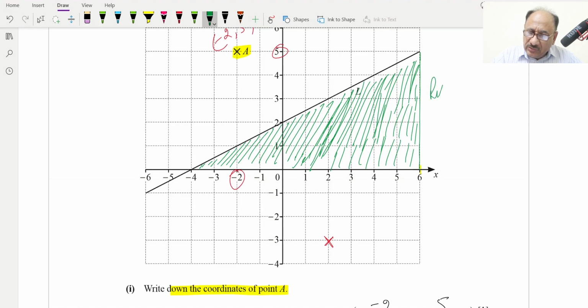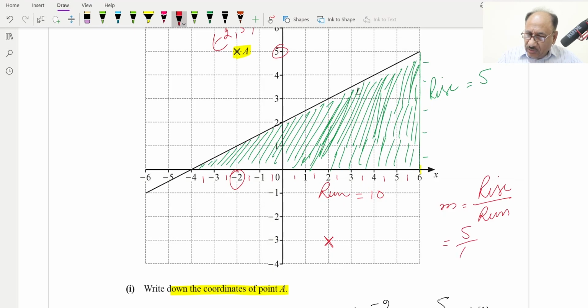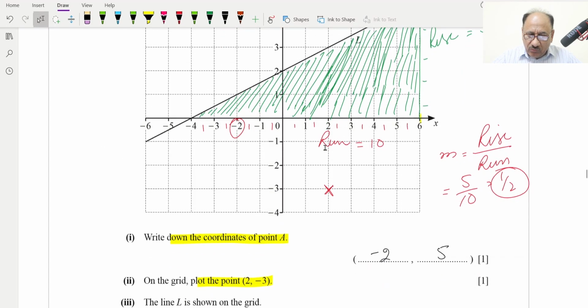So this side is rise, and we can count 1, 2, 3, 4, 5 units. So rise is equal to 5 units, and this side will be run, and run will be 1, 2, 3, 4, 5, 6, 7, 8, 9, 10 units. So run is equal to 10 units. And gradient m is equal to rise over run. So this is equal to 5 over 10, which is equal to 1 by 2. So gradient of the line we got is 1 by 2.